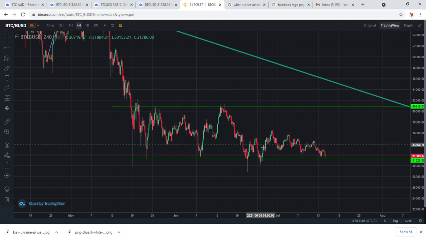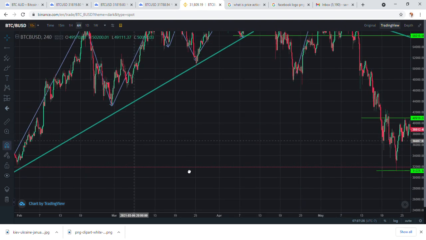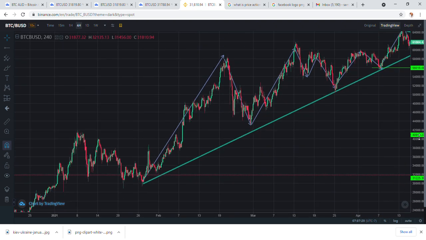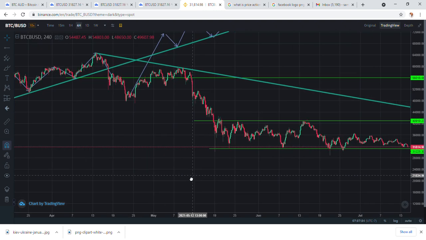I don't trade ranging markets. I only trade trend. You understand? I can teach you how to trade a range market, you will learn how to trade it, but me, I don't trade it. I trade the trend. I'm a trend trader. So that is price action. That is how price action works.